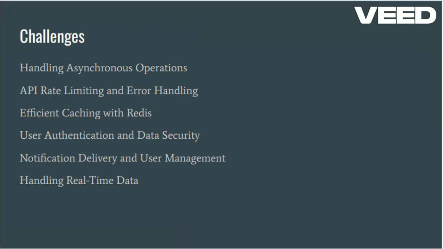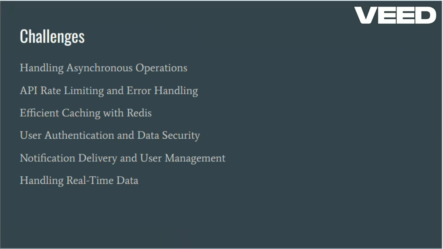Challenges. I would say handling asynchronous operations, especially for someone who, this is the first time I deal with Node.js and the async thing and non-blocking I/O. So that's a little bit challenging. Then API rate limiting. You want to limit the requests that go to the third-party API, because more requests means more money. So you want to limit that using caching and error handling and whatnot.